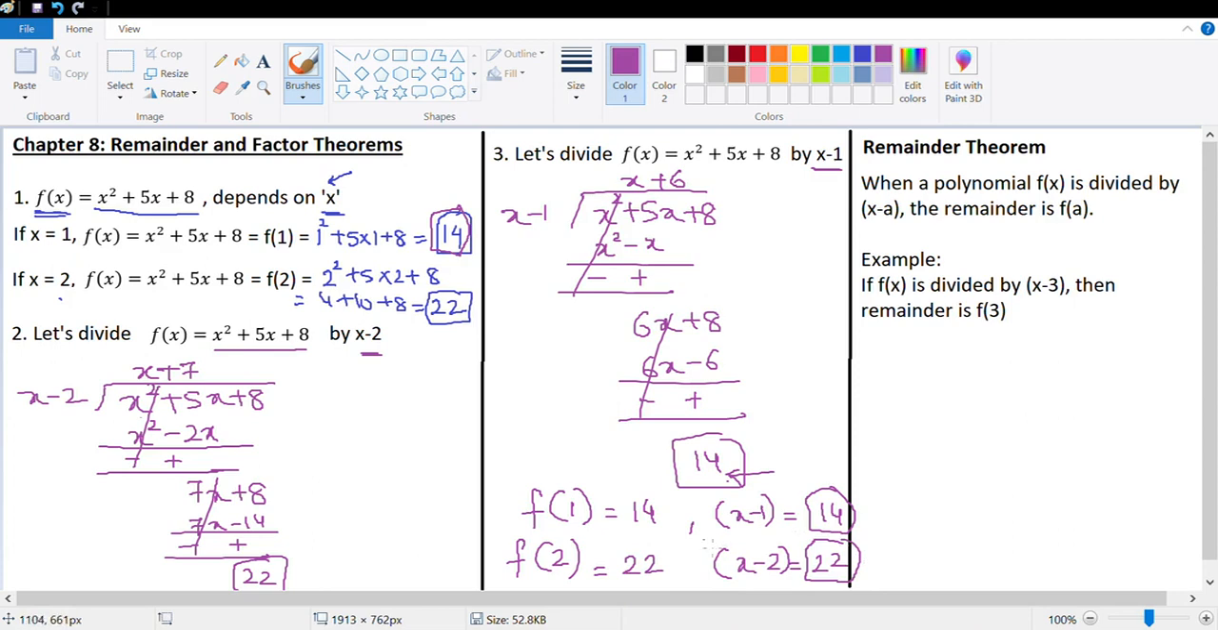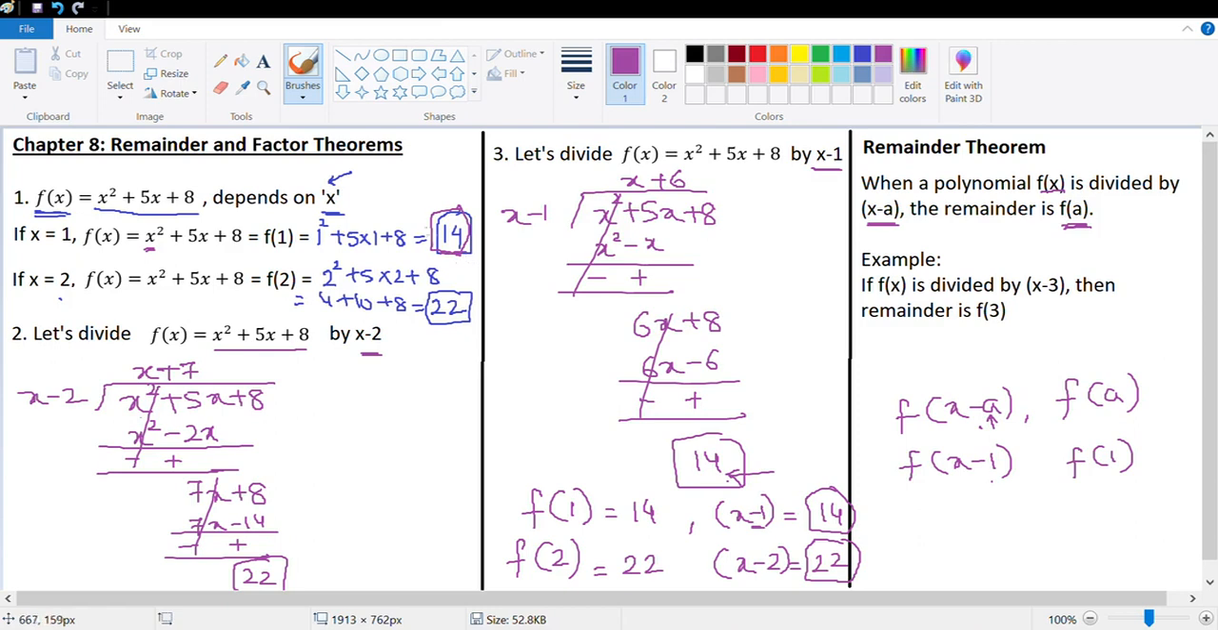What it means is that when a polynomial f(x) is divided by x minus a, in this case x minus 1, the remainder is f(a). So when you divide it by x minus a, the remainder is function of a. In this case, we divided it by x minus 1. The value of a was 1. So the remainder is equal to what you get if instead of x, you put 1. If I put 1, the remainder is 14.